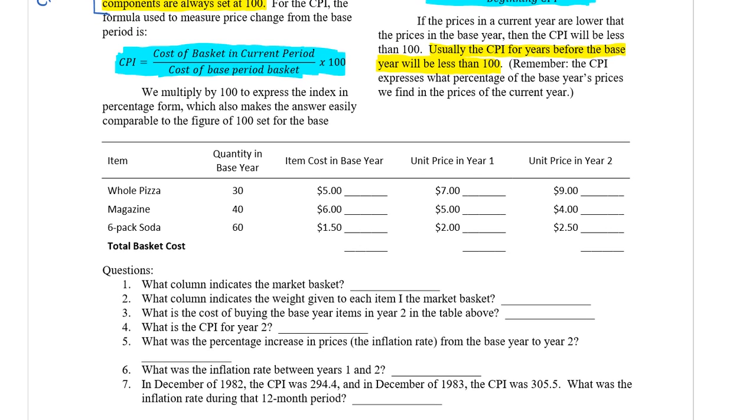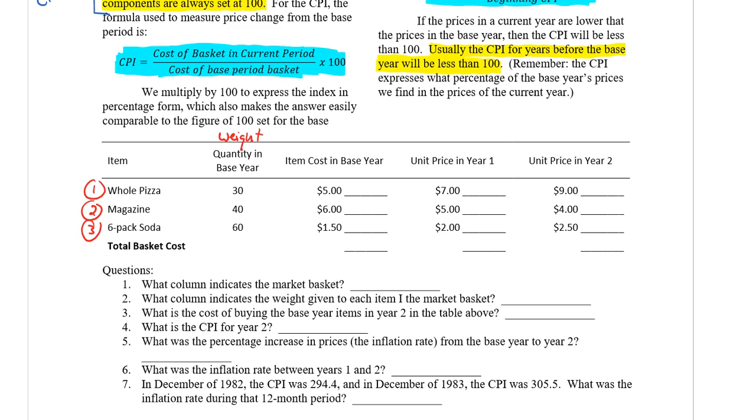Going through my math now, I have 3 items, and I'm going to take these 3 items and calculate my total basket price. Right now I've got a whole pizza, which is item number 1, magazines, and some soda. The quantity in the base year is similar to the weight, or how much a good is counted in the total calculation.